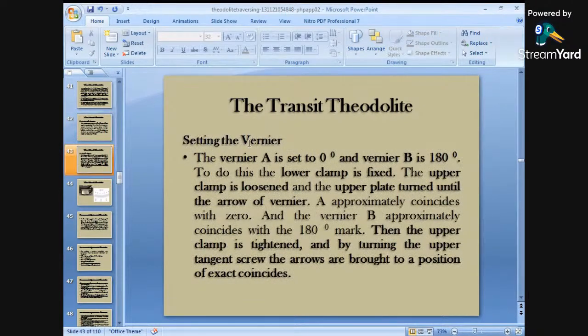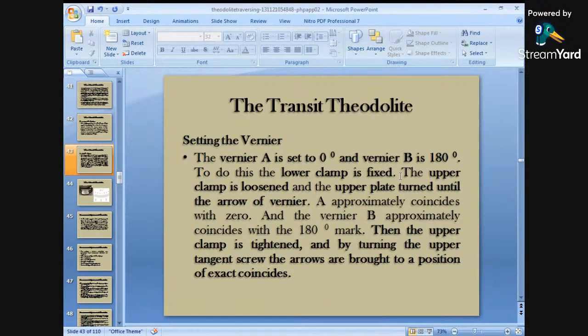After that, setting the vernier at 0 degree. Before you take the horizontal angle or the vertical angle, you need to fix vernier A at 0 degree and vernier B at 180 degree. To do this, the lower clamp has to be fixed first. You need to fix the lower clamp.